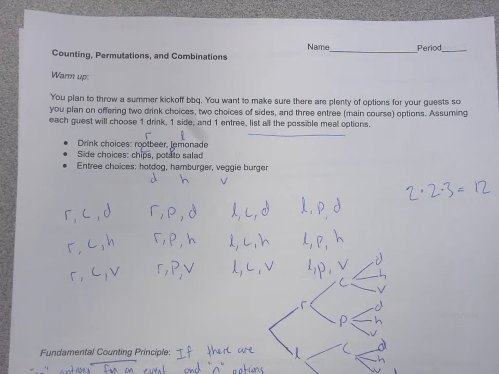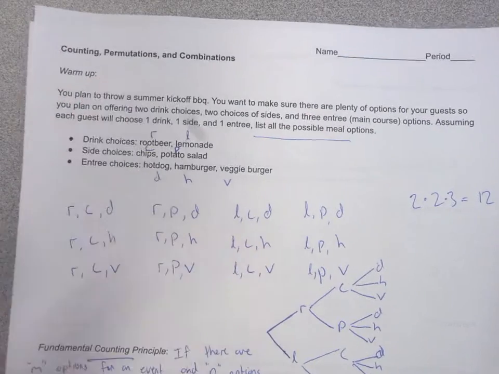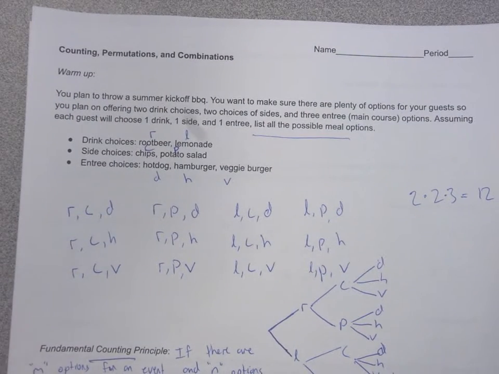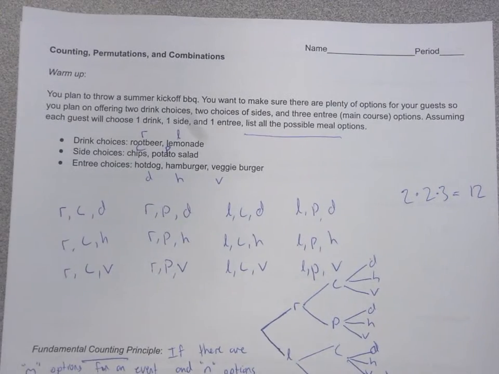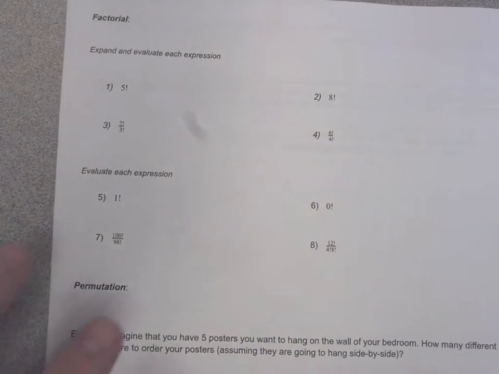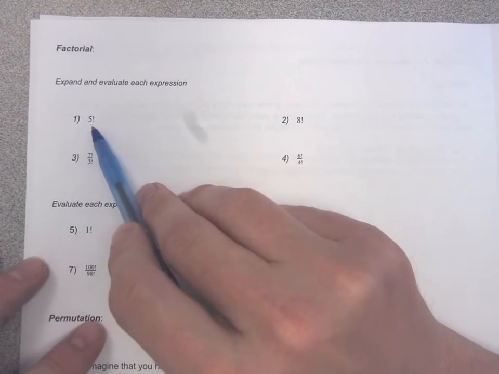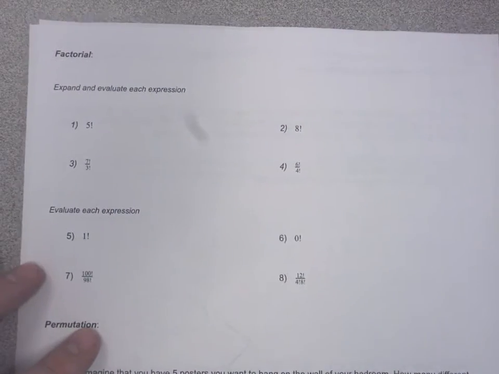We're going to jump to page 2 here of this assignment, counting permutations and combinations. We just did the front page. If you missed the front page, you can go back one video and check that out. But we're talking about this stuff right here, okay, factorial. So if you look kind of down here, it has 5 exclamation point. Let me zoom in a little bit for you.